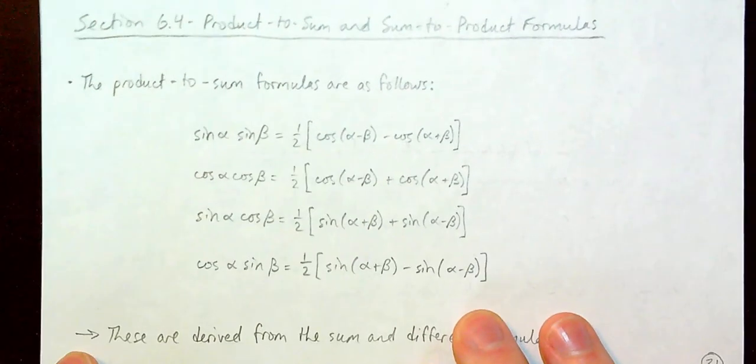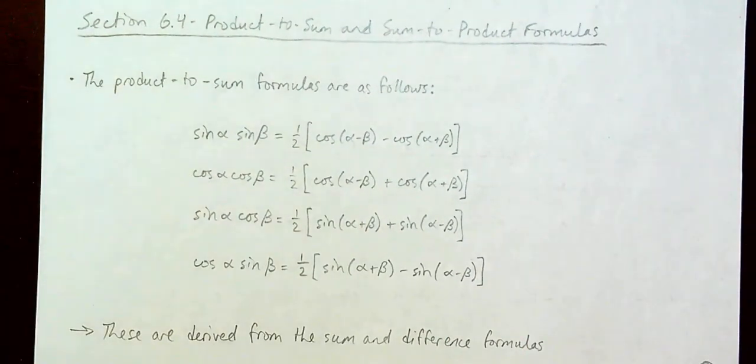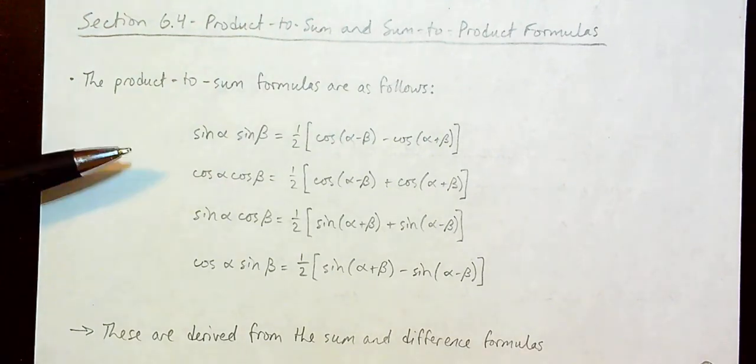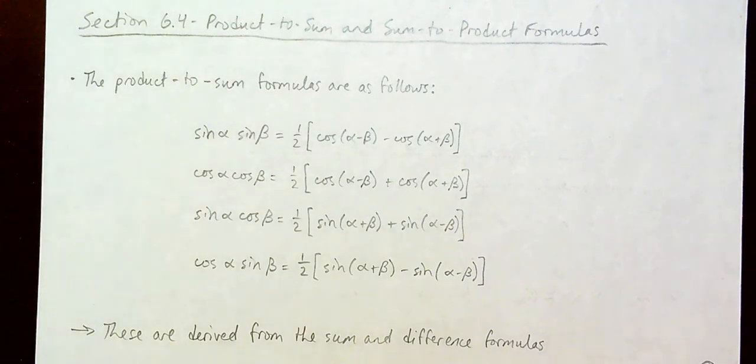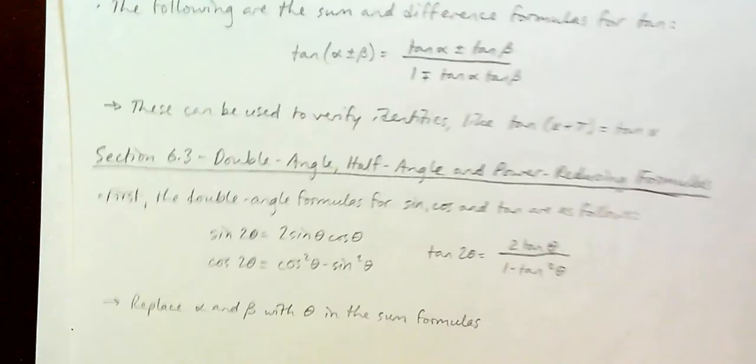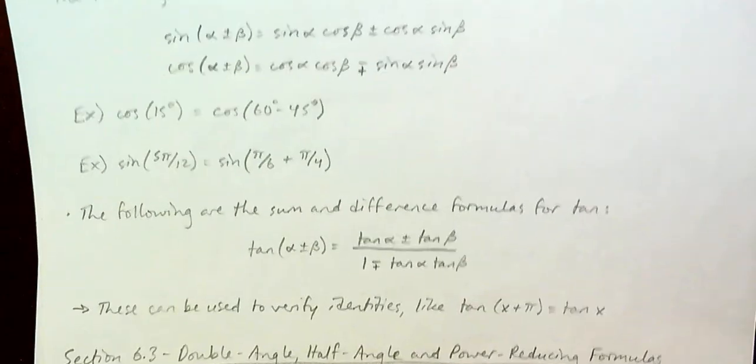But now I just want to show you some other formulas here. These are product to sum and sum to product formulas. The formulas are as follows. We have products of sine and or cosine at 2 angles. Basically all we're doing here is we're taking the difference or sum formulas that we learned about in our previous video.